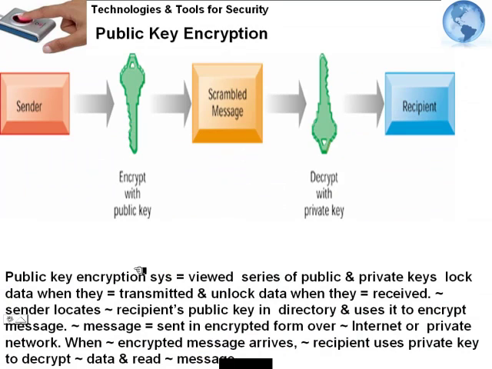Here's another look at it. The public key encryption system is viewed as a series of public and private key locks. Lock data when they're transmitting it and unlock data when it's received. But of course you need the public key and the private key.